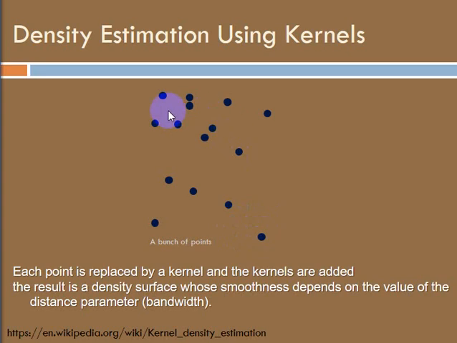So what we're going to do is replace each one of these points with a probability function that the animal was probably closest to here, but could have been anywhere in a range around this point. So we're going to employ a probability function, and we're going to replace each one of these points with something called a kernel.